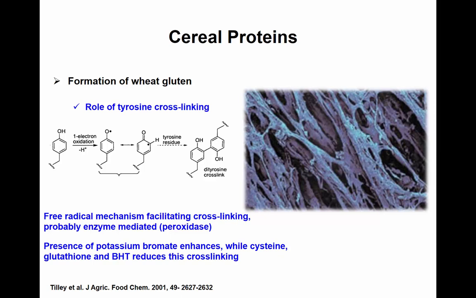So this group of researchers, I also have that paper up at Moodle, developed a dough with and without oxidizing agents, with and without reducing agents, and with and without peroxidases. And then they monitored, by MS, the formation of di-tyrosine, basically tyrosine linkage formation. And they used synthesized peptides to confirm that as well. So they observed it in a dough system, and they also used a synthesized peptide.